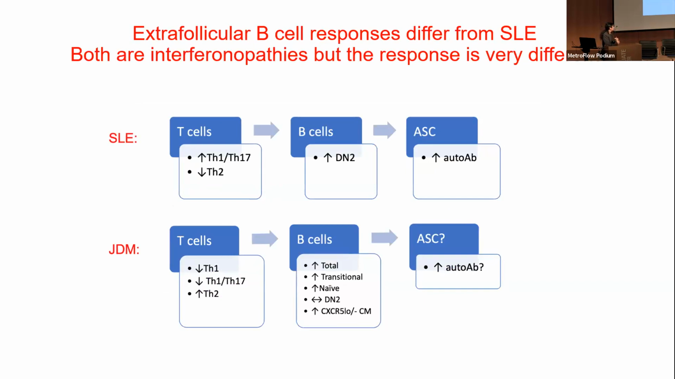Now, coming to JDM patients, what I just showed was that the Th1 cells are low, and the Th1 to Th17 ratio again is low, whereas the Th2 cells, in another study, we characterized and showed that these are expanded. And with respect to B cells, although we do not see an expansion of DN2 cells, we found that these CXCR5 low central memory cells, conventional memory cells, are expanded. Whether this is related to autoantibody generation is something that we are interested in understanding more.